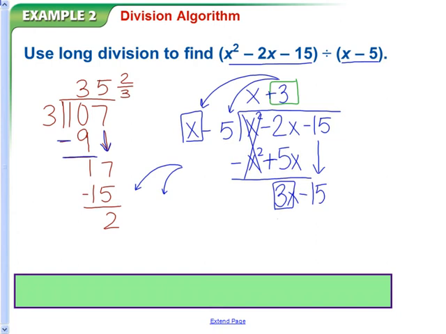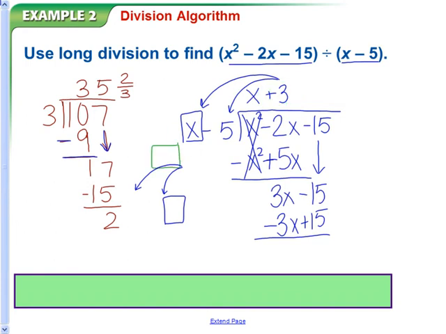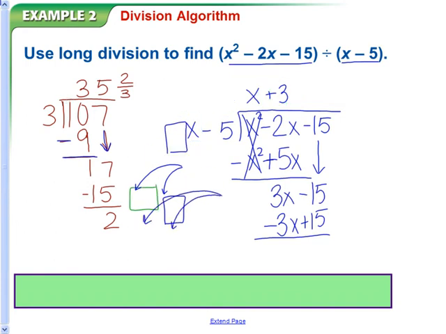So 3 times x is 3x. 3 times negative 5 is negative 15. Draw the line, change the signs. Again, I'll move these boxes. Oop, I missed. Get the box out of the way. Get this box out of the way, and that one, and that one. Okay. So those cancel out, and those cancel out. So we have no remainder. So this is our answer right here, x plus 3.